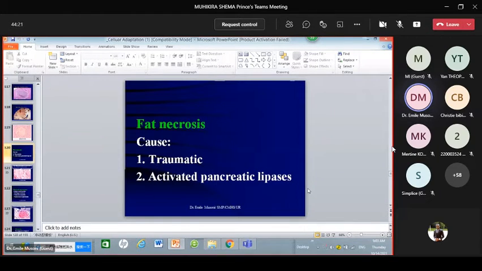Another type is fat necrosis. You see here the word fat. This one can be traumatic, for example in the breast, and activated by pancreatic lipase in the pancreatic tissue.